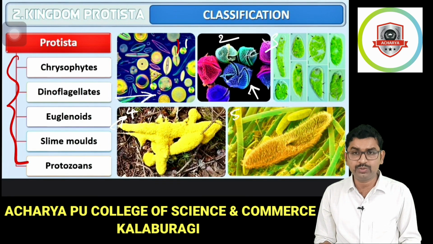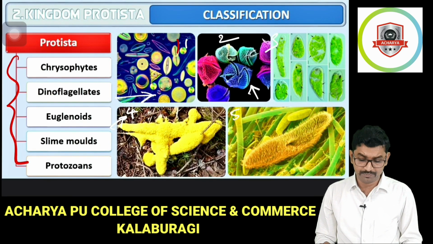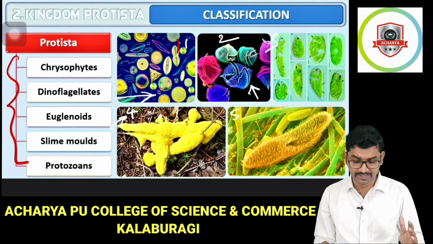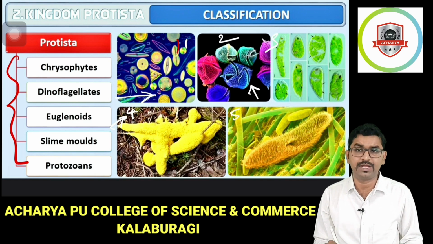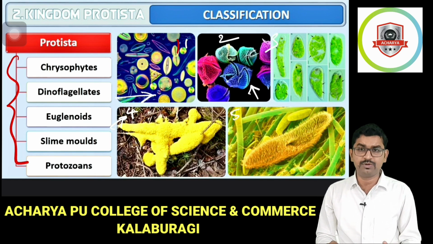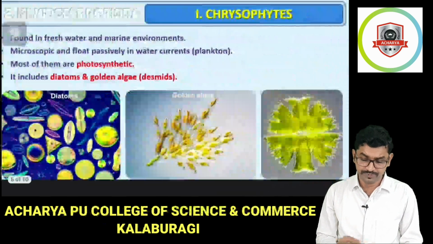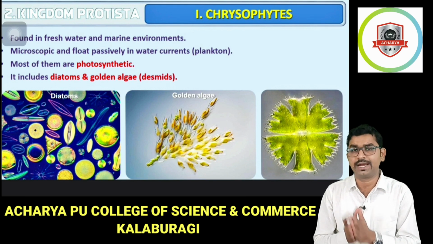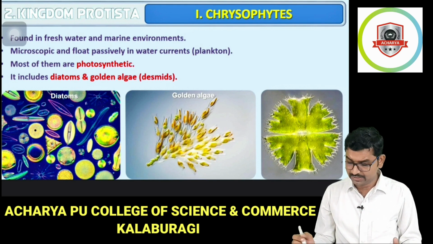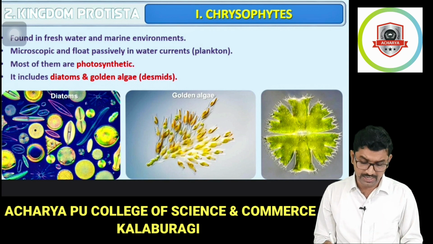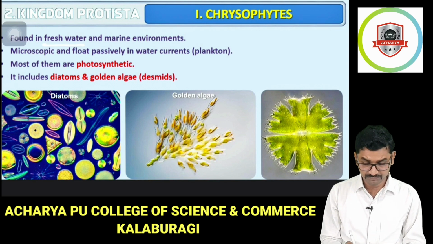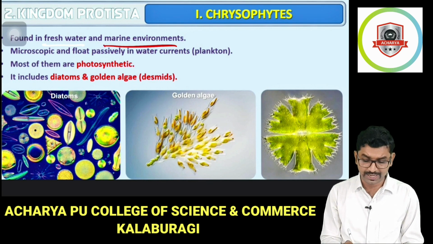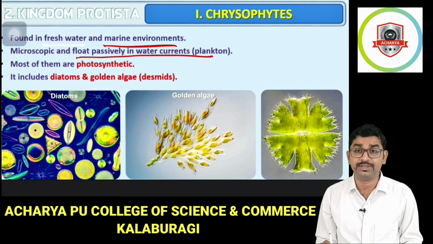We shall move to the classification as I have discussed. Protists have five classes. They have been classified into chrysophytes, dinoflagellates, euglenoids, slime molds and protozoans. We will see them one by one. In today's class we will see what chrysophytes are. This group of protists is found in fresh water. They are microscopic and float.